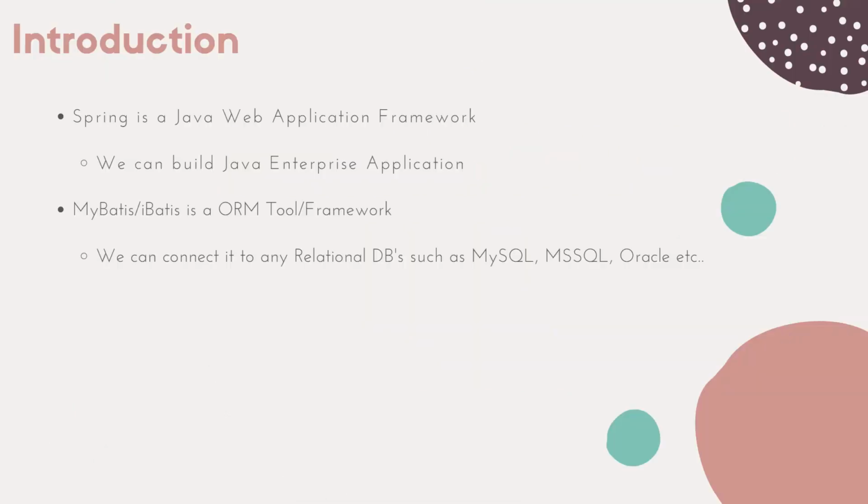I hope you guys have already heard about the terms Spring MVC and MyBatis. Spring MVC is a Java web application framework using which we can build Java enterprise applications. MyBatis, which is also called iBatis, is an ORM tool, or you can say ORM framework, using which we can connect to any relational database such as MySQL, MSSQL, Oracle, etc. In this video course, we will be developing a Java web application that connects to a MySQL database, and we're going to perform the basic database operations such as create, read, update, and delete.